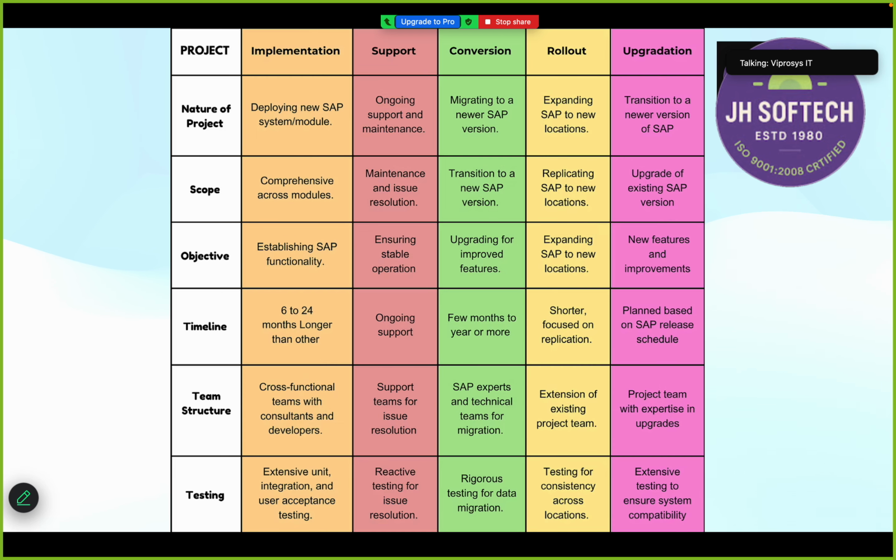So this term greenfield project was introduced after S4 HANA came into the picture. But even before S4 HANA, we had this common terminology: implementation, support, conversion, rollout, and upgradation. So the greenfield project that I'm talking about right now is very much the same as the implementation project. Now, in this, we will understand the nature of project, scope, objective, timeline, team structure, and testing. All these things we'll discuss. But before that, let's understand what other types of projects we have in SAP.